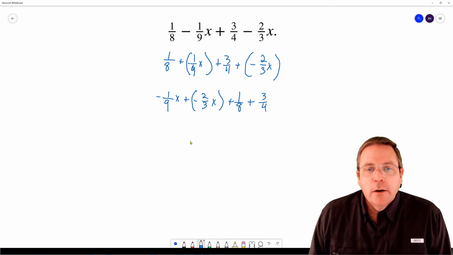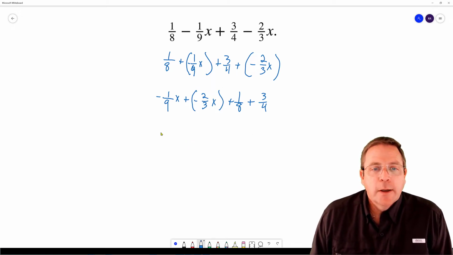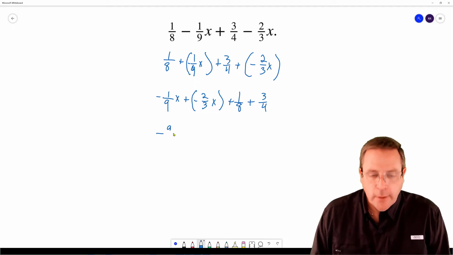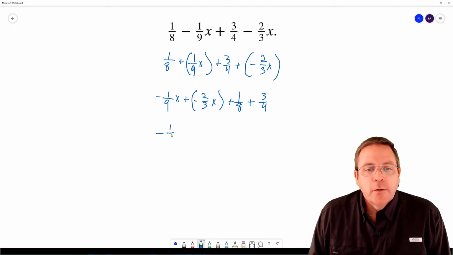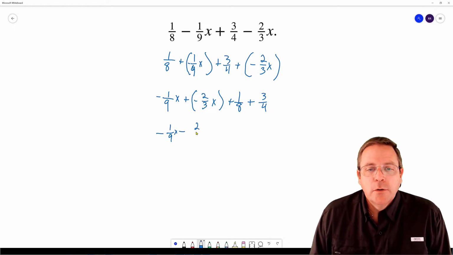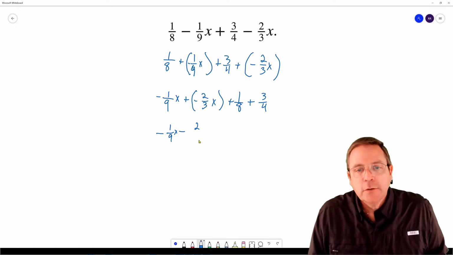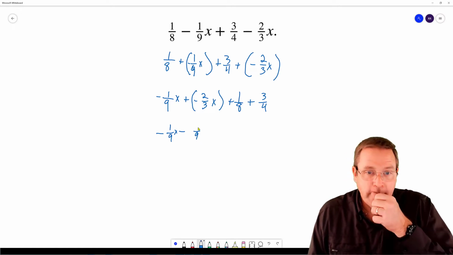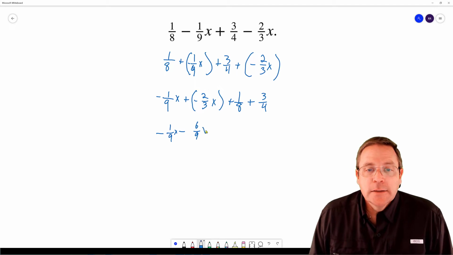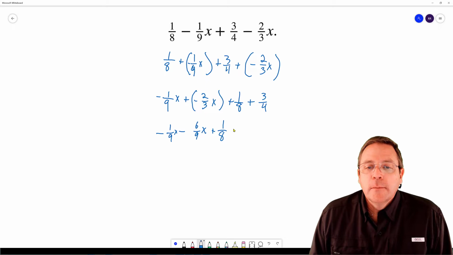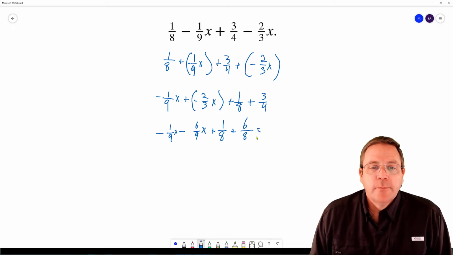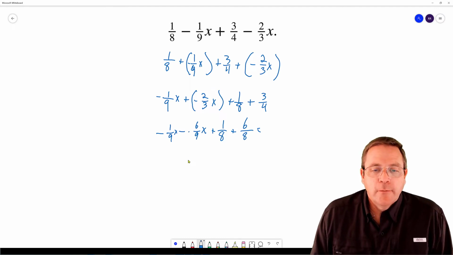Make my ugly problem pretty, and at the same time, I'm going to find the least common denominator. So I have negative 1/9. Positive times a negative means minus 2/3. I'm sorry, I want to change that to a common denominator of 9. So that's becoming minus 6/9 x plus 1/8, and that is going to be plus the common denominator of 8, that's going to make that 6/8. From there, signs are the same. Find the sum. That's going to give me a negative 7/9.